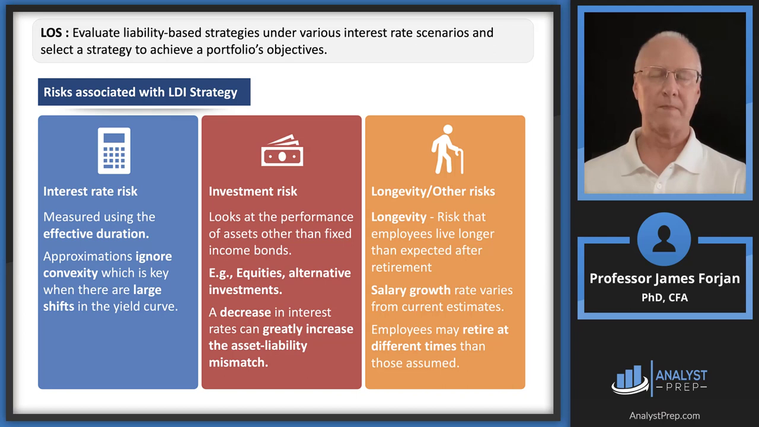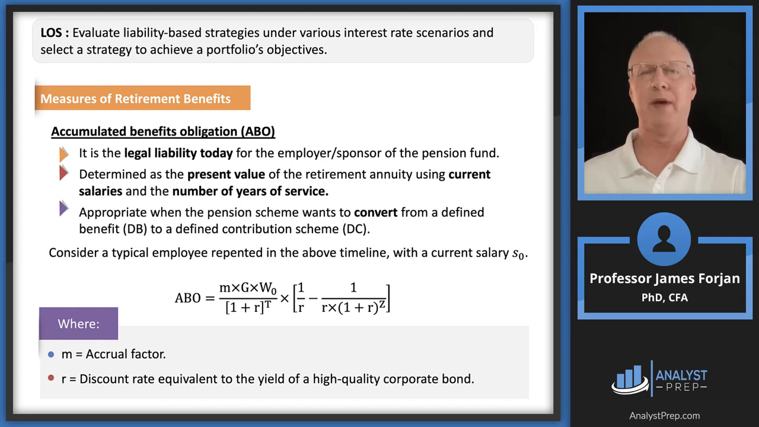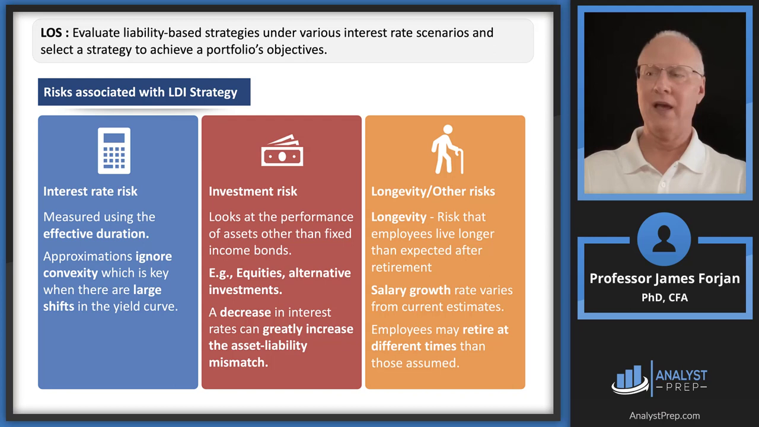Now we have this investment risk. So think about this on the right-hand side of our balance sheet as a pension plan. We have this projected benefit obligation, or we can measure it with accumulated benefit obligation. But essentially, we need to make certain that we have enough cash on hand to pay the retired workers next week or next month, whenever that is.